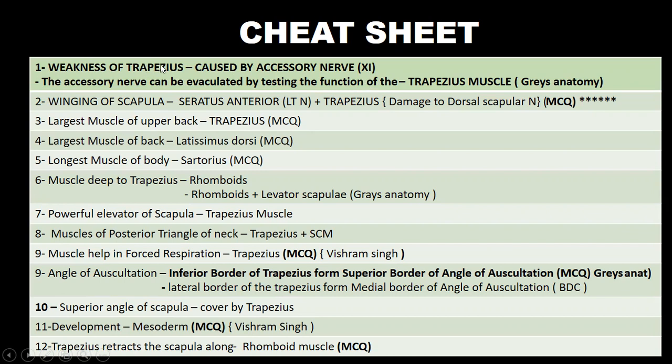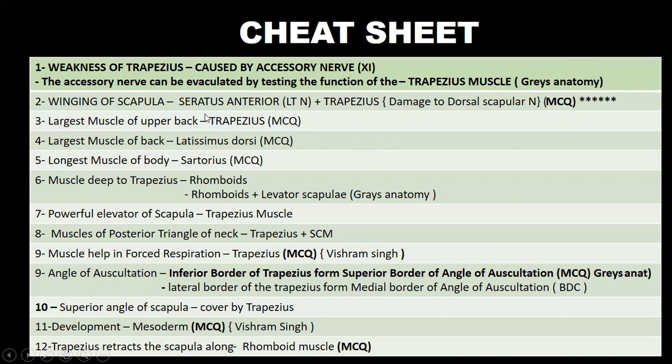So when the trapezius is weak, it means there is some problem in the accessory nerve. The accessory nerve can be evaluated by testing the function of trapezius muscle. So it is one and the same thing. Accessory nerve is associated with trapezius, and in Gray's Anatomy, it is clearly mentioned that the accessory nerve can be evaluated by testing the function of trapezius muscle.